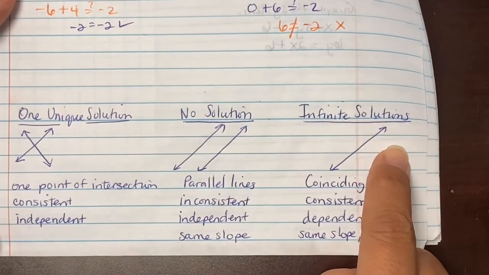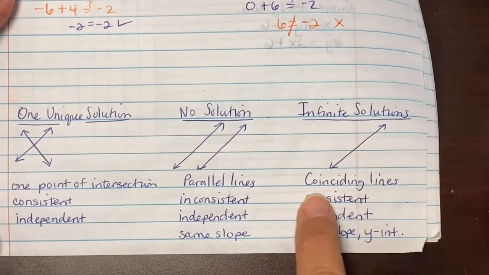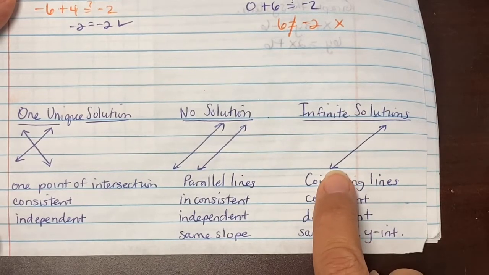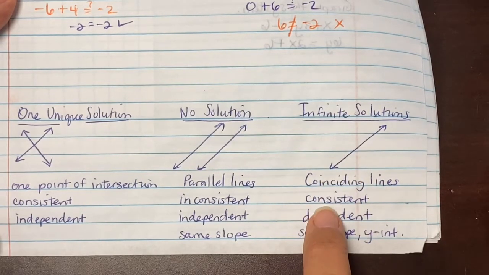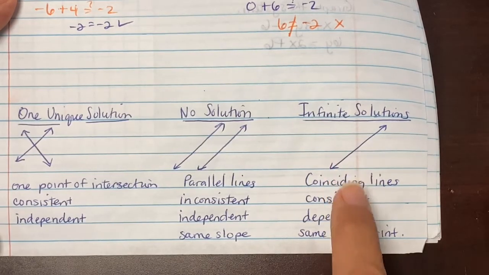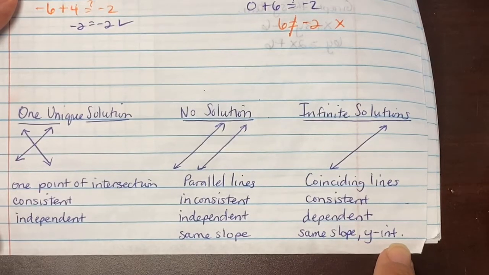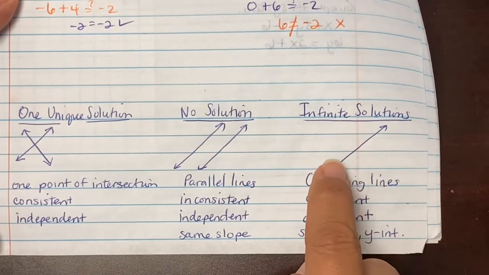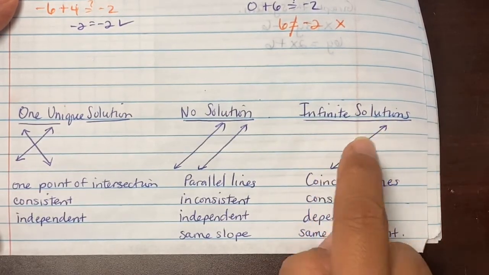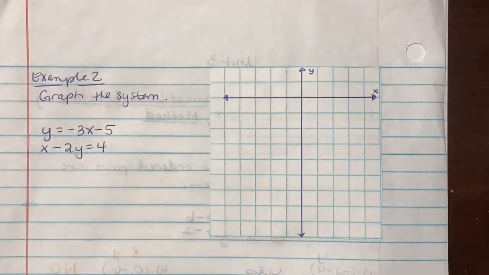Infinite solutions, you only see one line because it's a coinciding line. One graph line is sitting on top of the other. It's known as consistent, but these are known as dependent because you only physically see one line. They are going to have the same slope and the same y-intercept. Infinite solution means any ordered point on that graph line will work for the system.